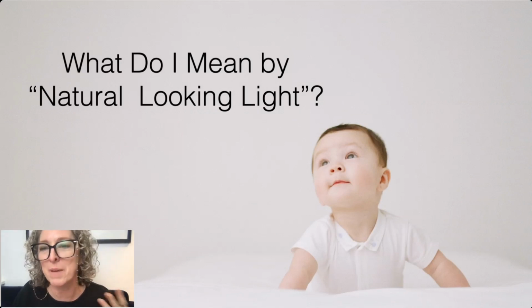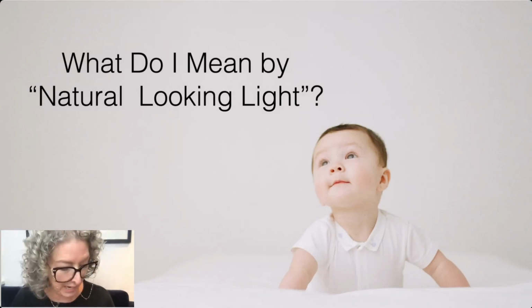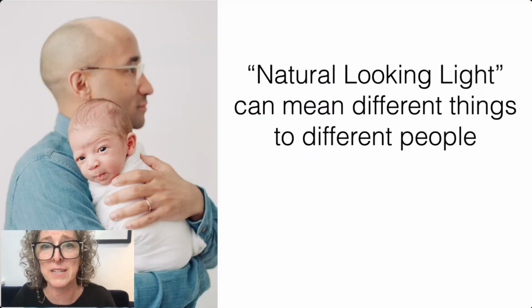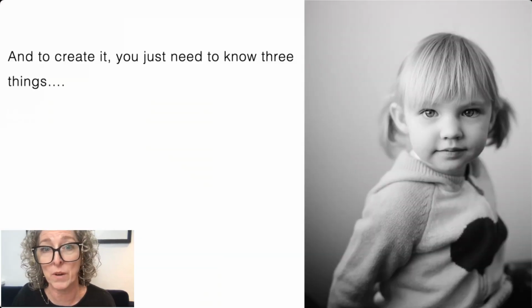So when I'm talking about natural light, I tell people all the time, I teach photographers to create natural looking light with strobes and flash. What does that even mean? Because the truth is natural looking light can mean a lot of things to different people, right?